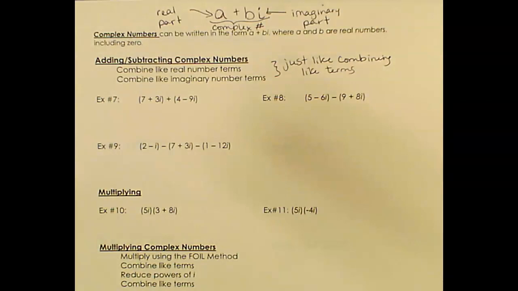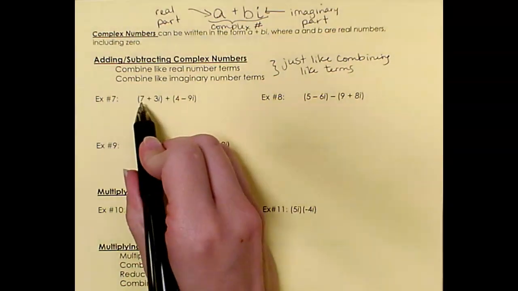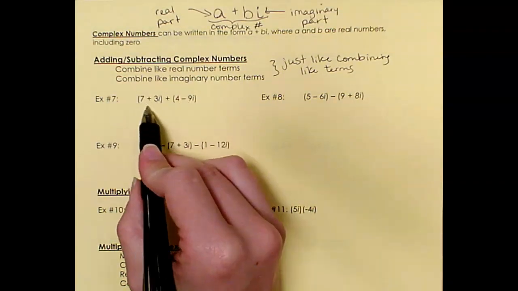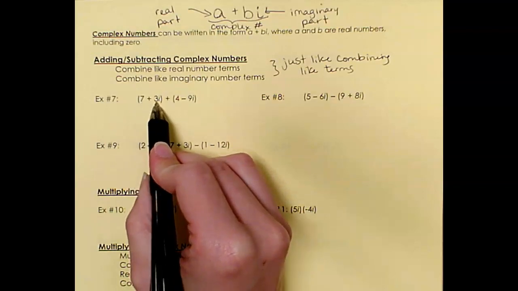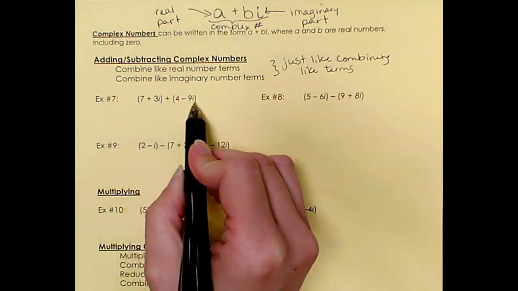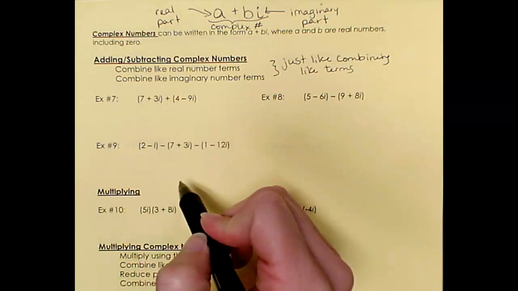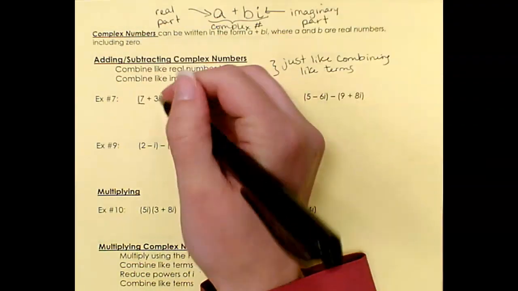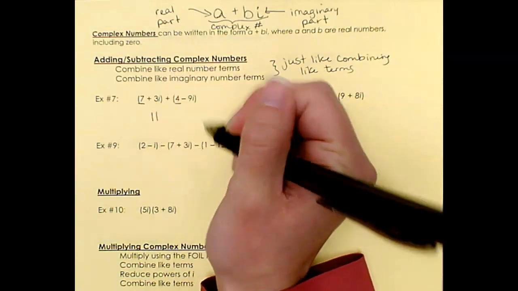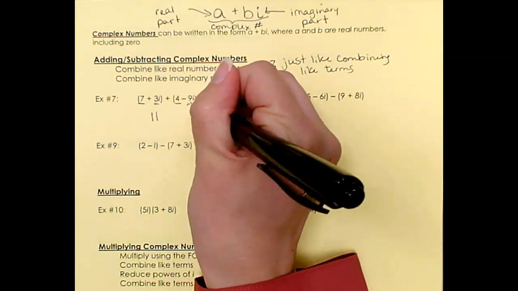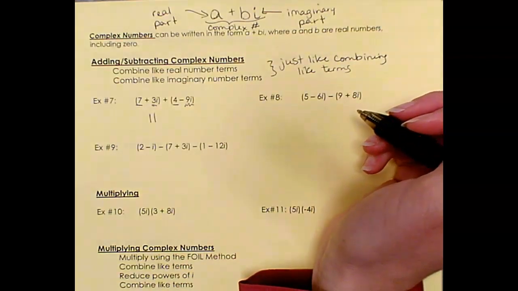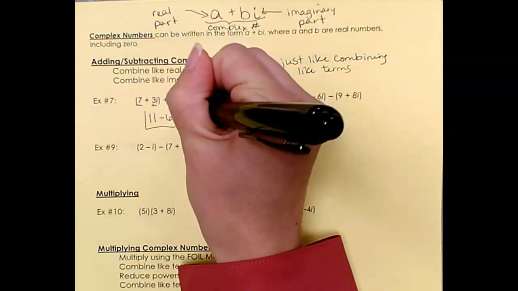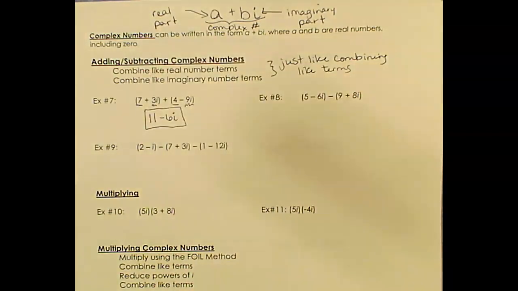So in example 7, I have 7 plus 3i plus 4 plus 9i. This is a complex number with a real and imaginary part, and I'm adding it to another complex number with a real and imaginary part. So I want to combine the real parts. 7 plus 4 is 11. I want to combine the imaginary parts. So 3i plus negative 9i is negative 6i. And there's my sum of the complex numbers.